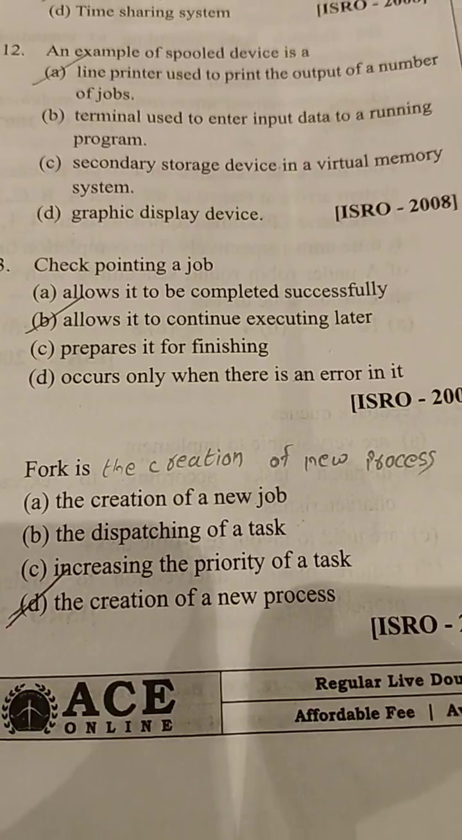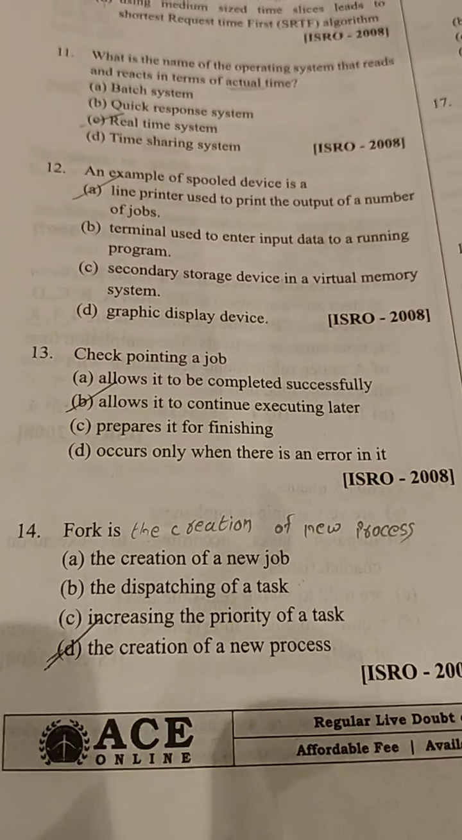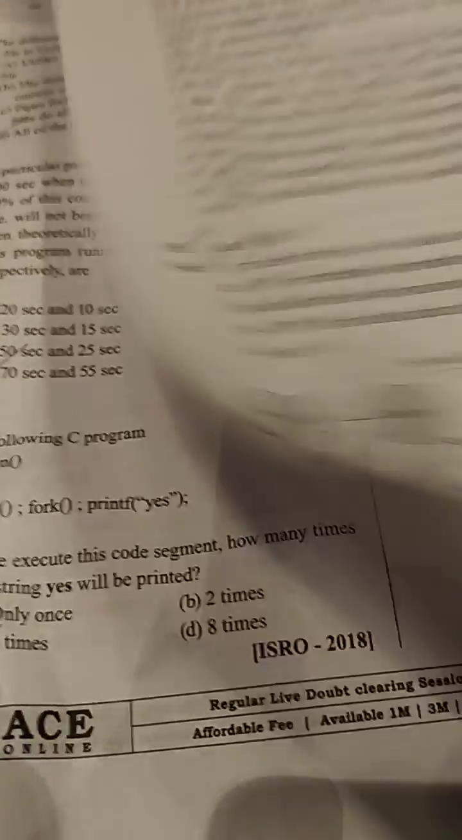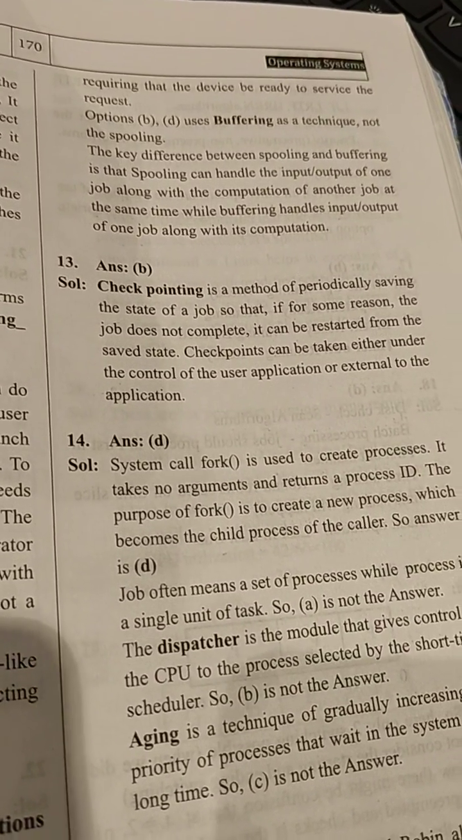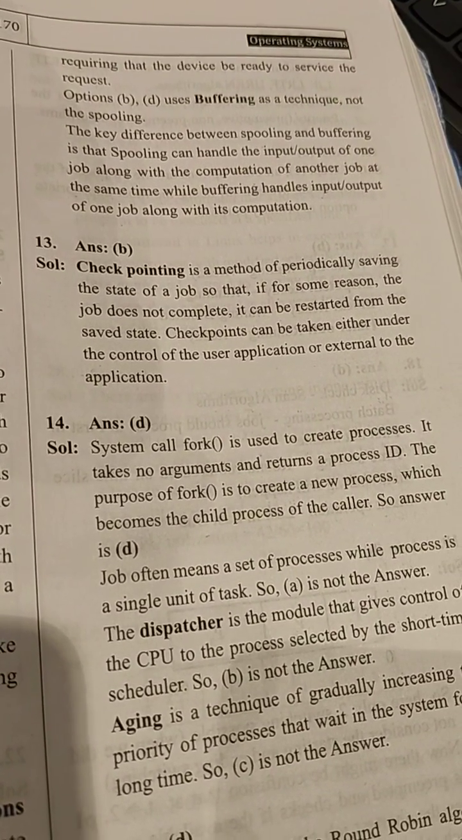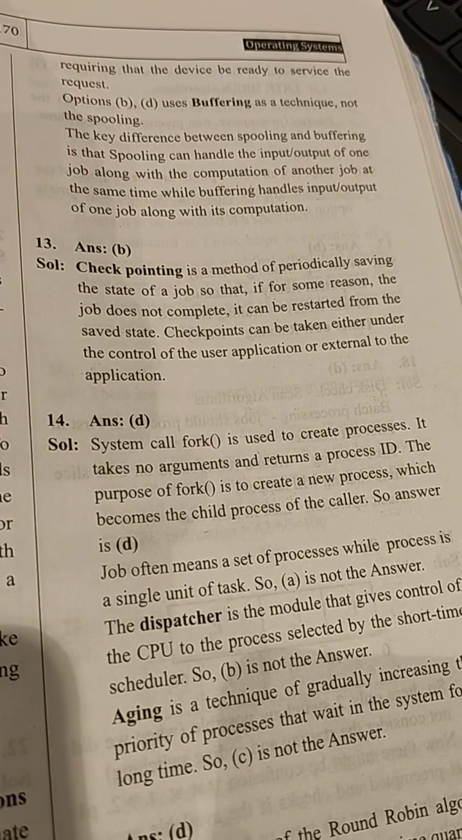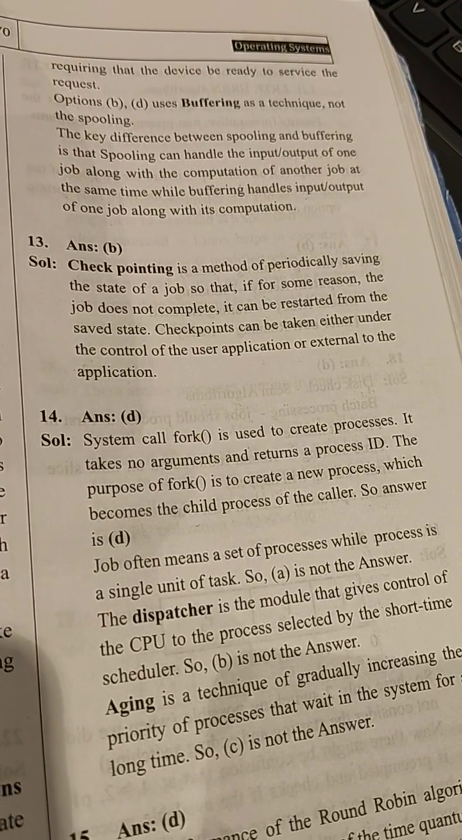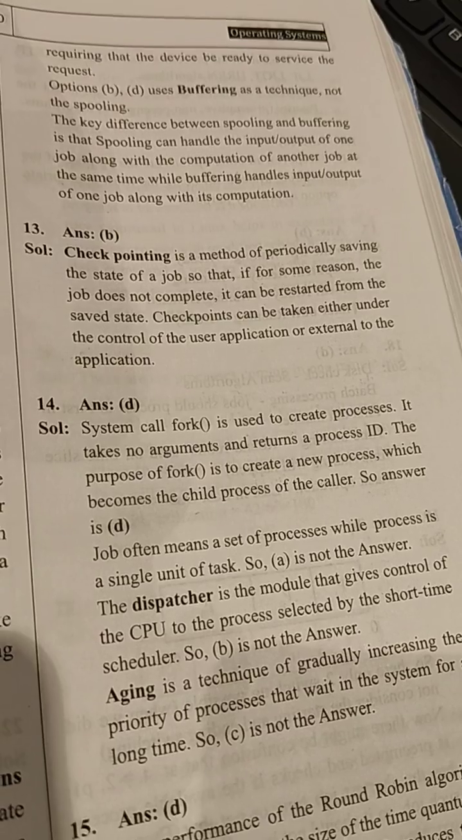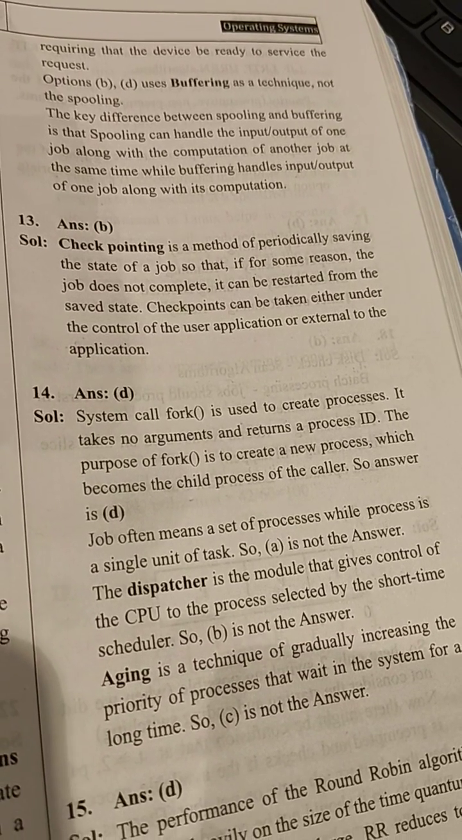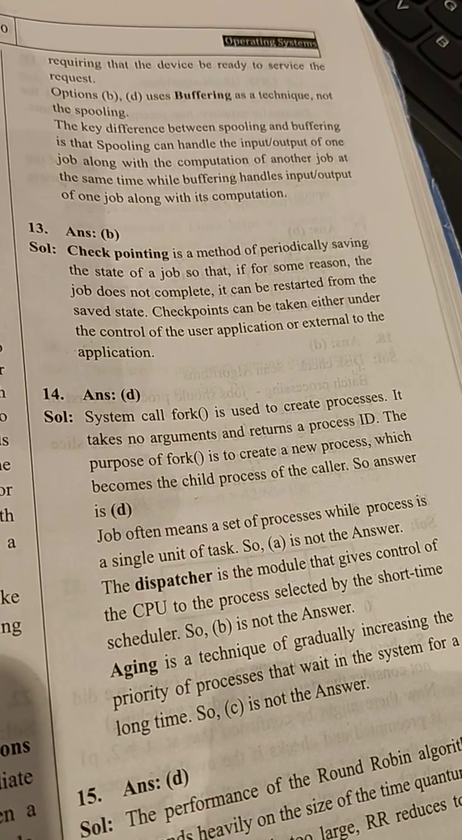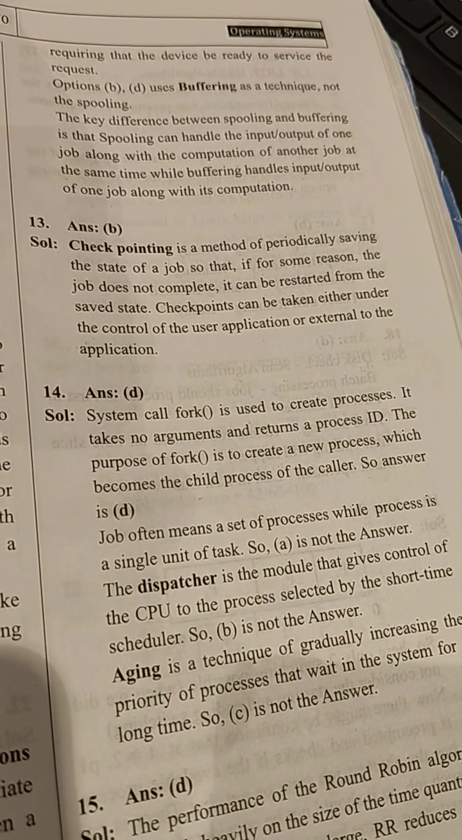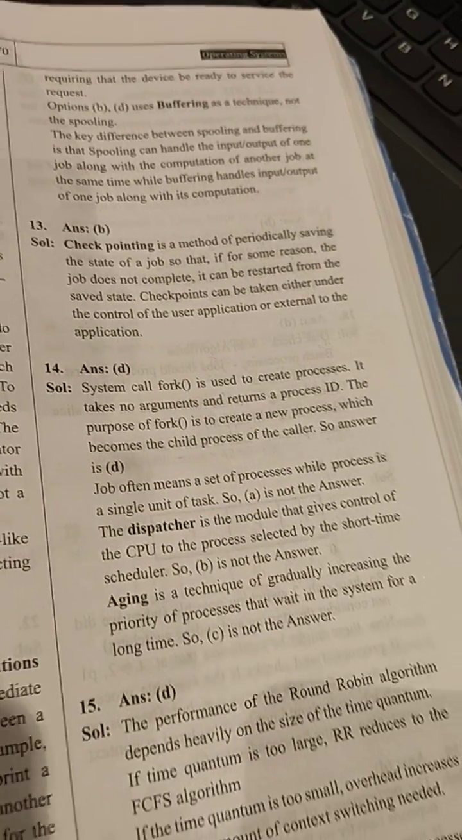Checkpointing a job allows it to continue execution later. Checkpointing is a method of periodically saving the state of a job so that if for some reason the job does not complete, it can be restarted from the saved state. Checkpoints can be taken either under the control of the user application or external to the application.